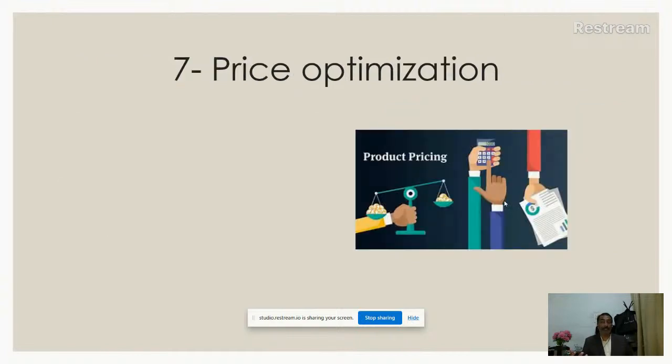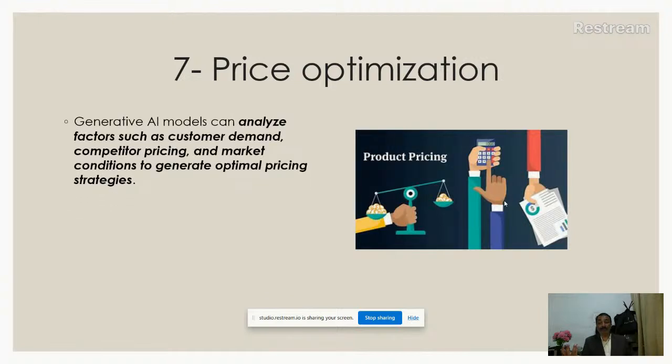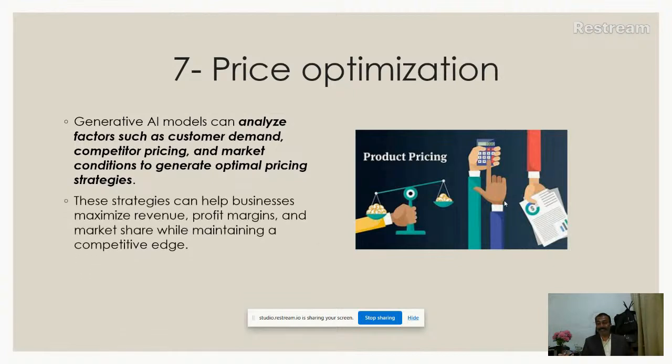Next one could be price optimization. Of course, all available data on the internet is captured by this intelligent system so that it has a ready solution for you. It can even determine what price you have to sell your product at so that you can make the required profitability. These models can analyze factors such as customer demand, competitive pricing, and market condition to generate optimal pricing strategies. This strategy can help organizations to maximize revenue, profit margin, and also market share.